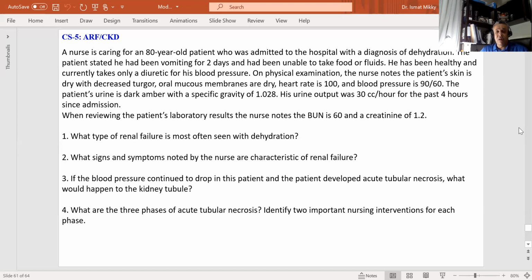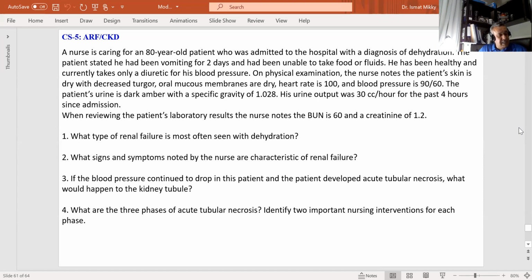So it's a prerenal failure. That's because it's consistent with the dehydration and decreased fluid and blood flow to the kidneys. That's why there is a prerenal acute renal failure. So what signs and symptoms noted by the nurse are characteristic of renal failure?